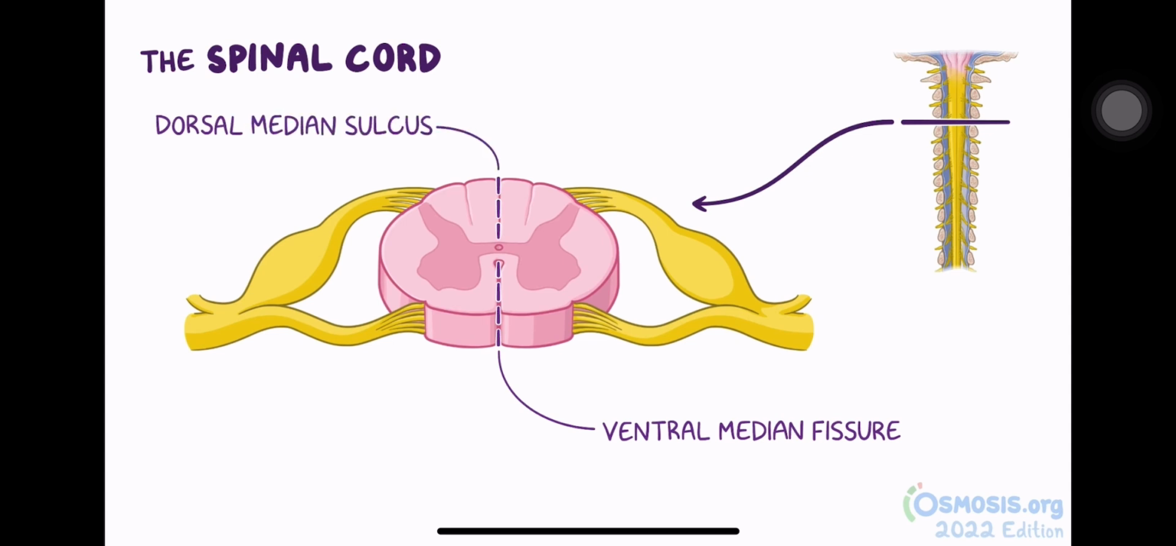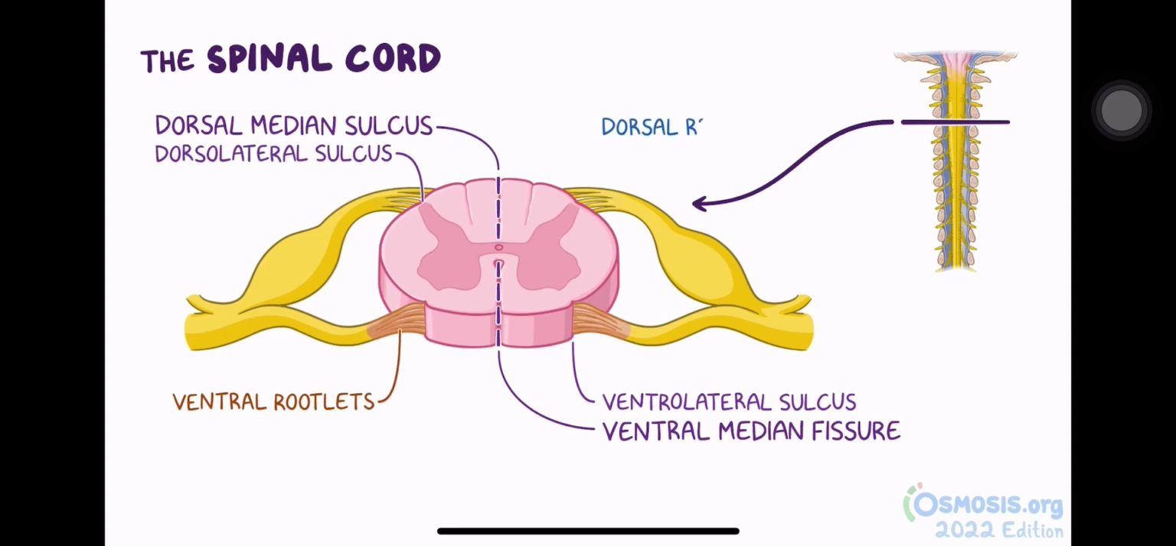Each half also has a ventrolateral sulcus, where ventral rootlets leave the spinal cord, and a dorsolateral sulcus, where dorsal rootlets enter the spinal cord. The ventral and dorsal rootlets fuse to form the ventral and dorsal roots, respectively.